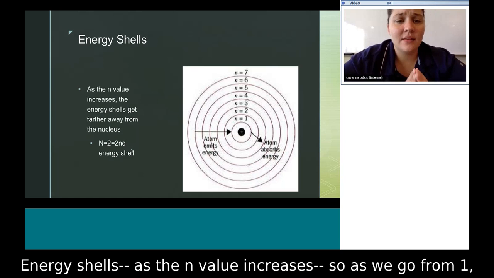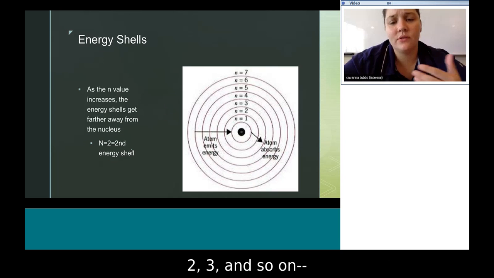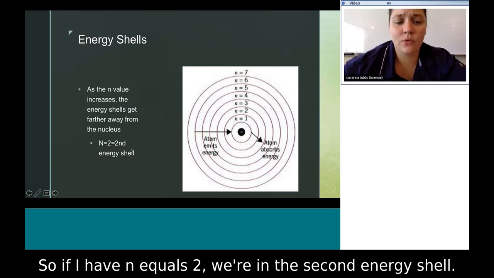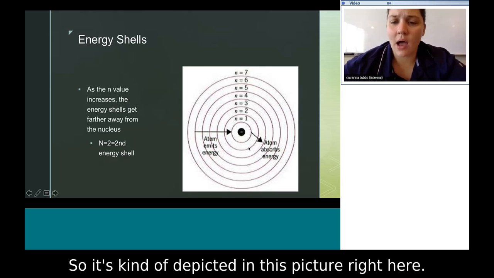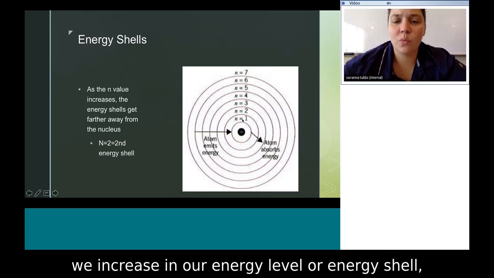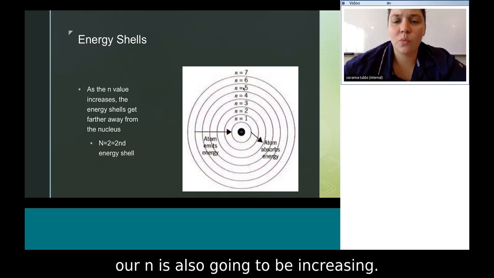Energy shells. As the n value increases, so as we go from 1, 2, 3, and so on, the energy shells get farther away from the nucleus. So if I have n equals 2, we're in the second energy shell. It's depicted in this picture right here. This black dot is our nucleus, and as we increase in our energy level or energy shell, our n is also going to be increasing.